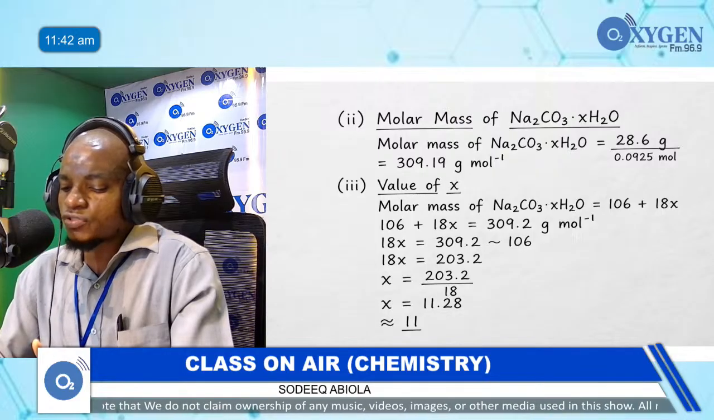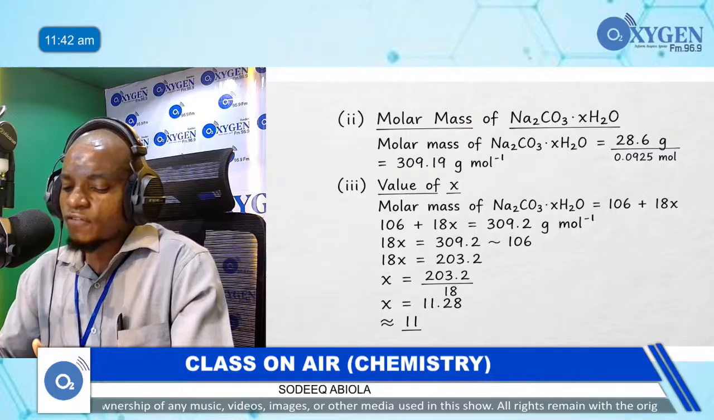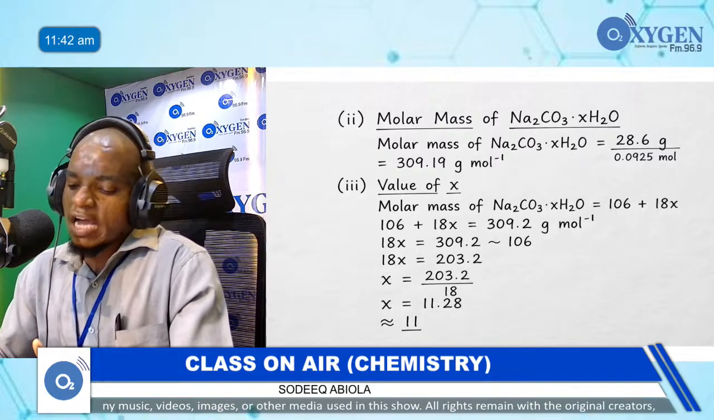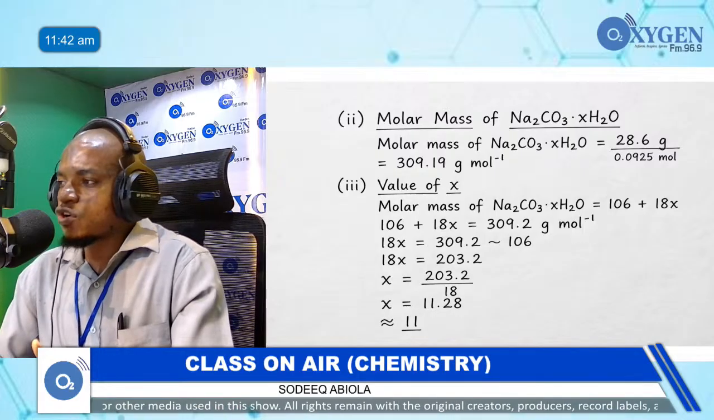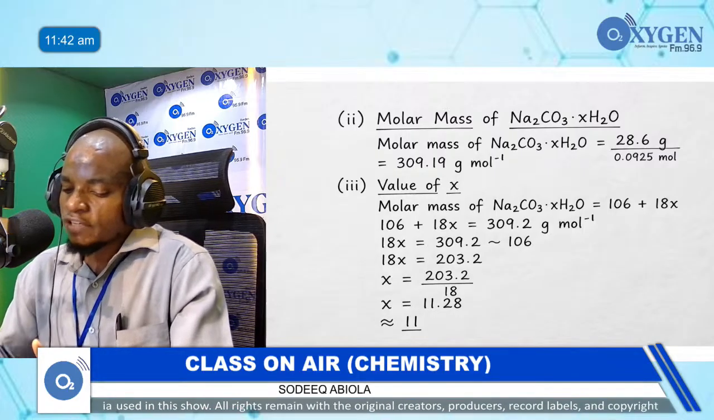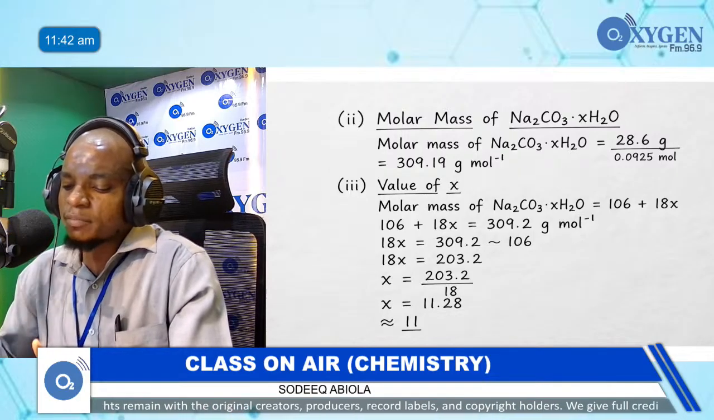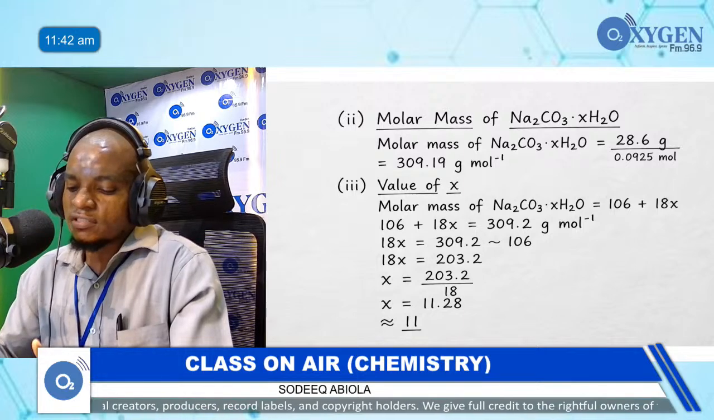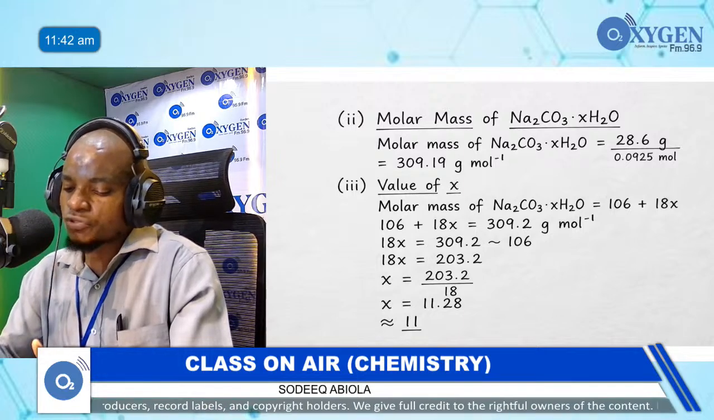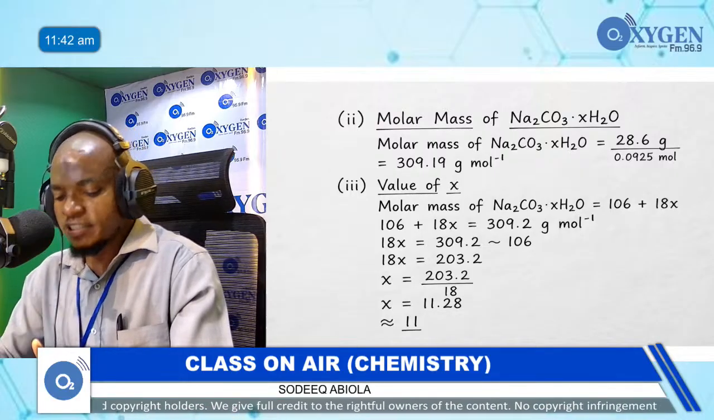Since we don't know the value of x, the molar mass of our Na2CO3.xH2O will be, we look for the molar mass of Na2CO3, that is 106, plus H2O, which is 18. The value of x we are looking for, that would be 18x. So the molar mass, from the formula given to us, the formula mass of Na2CO3.xH2O will be 106 plus 18x.